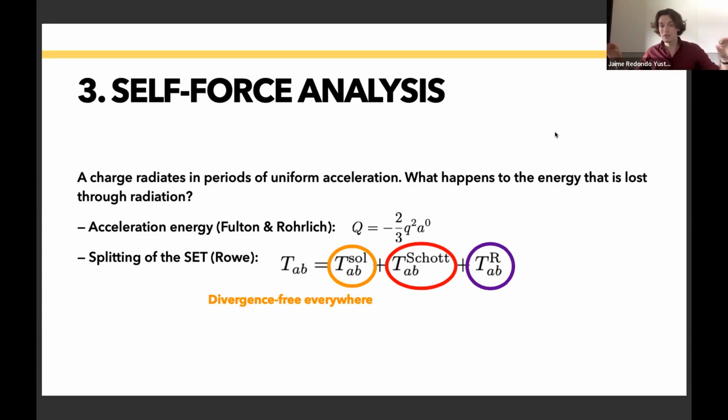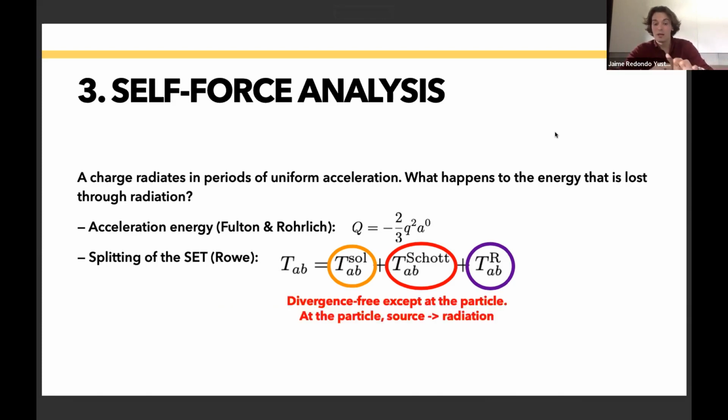In transient periods that connect these uniform acceleration periods with periods of inertial motion, this acceleration energy would be washed away. But in uniform acceleration, they would be the only compensation that one can find for the radiation. And again, one can understand this by doing yet another splitting of the stress energy tensor of the fields of the particle, this time making yet another splitting of the local part, where we separate on the one hand the solenoidal part of the stress energy tensor that will be divergence free everywhere.